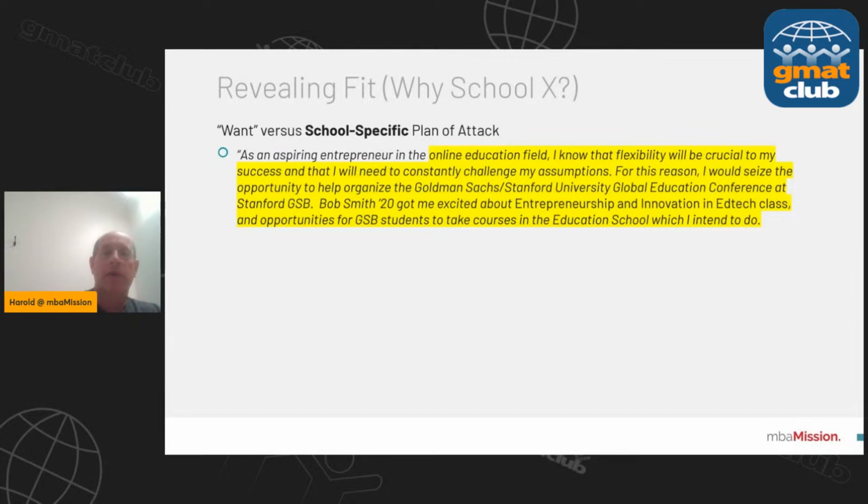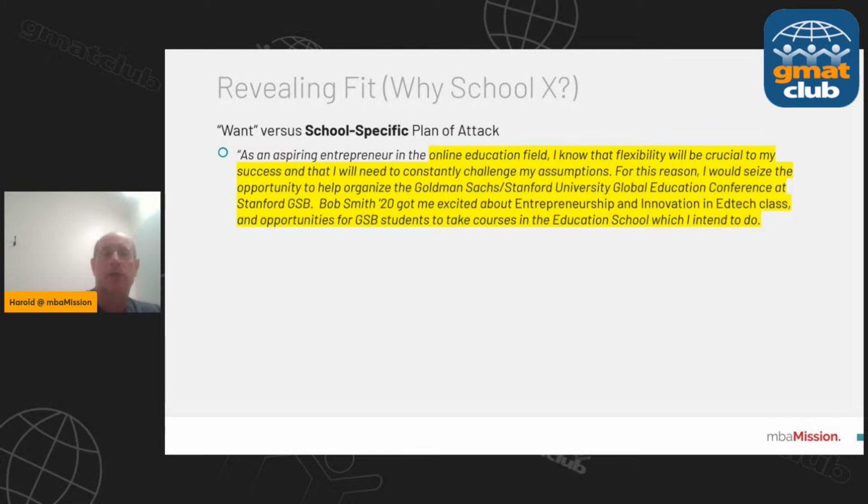As an aspiring entrepreneur in the online education field, already we're seeing some details. I know that flexibility will be crucial to my success and that I will need to constantly challenge my assumptions. Okay, fine. It's a little bit of throwaway language, but that's fine. For this reason, I would seize the opportunity to help organize the Goldman Sachs Stanford University Global Conference at Stanford GSB. Okay. No other school has a global education conference. So at that point, already it's something that is much more Stanford specific.